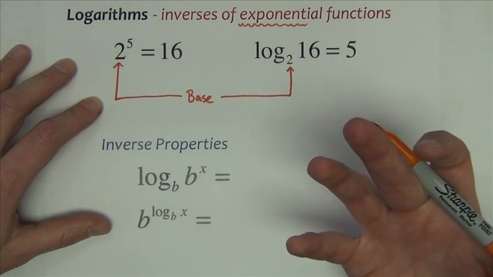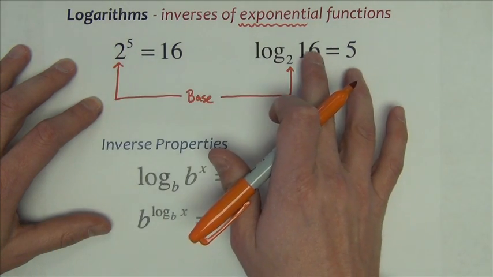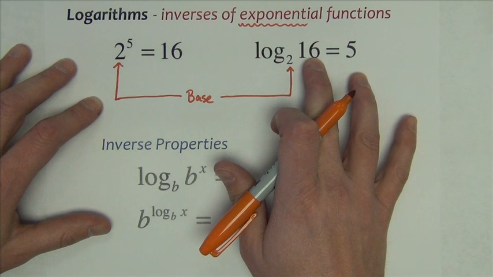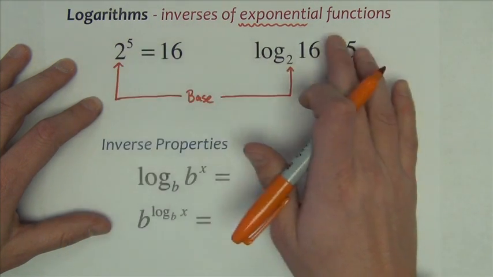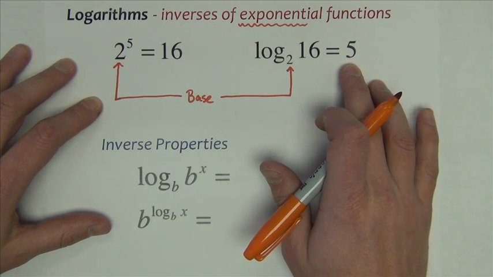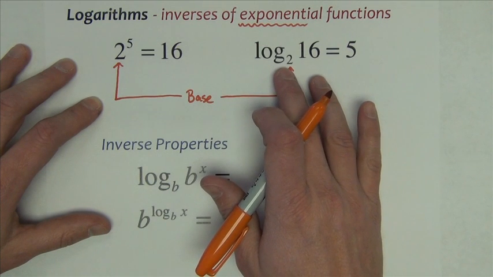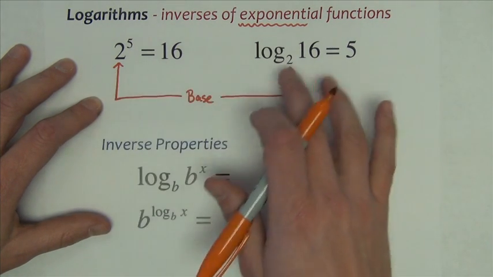And then you can just see like the 5 and the 16 have switched sides of the equal sign. I guess that's a simple way to look at it. The exponent above the 2 becomes what the logarithm is equal to. Logarithms, when you evaluate them, give you exponent values of the base. So here's the exponential and logarithmic form.